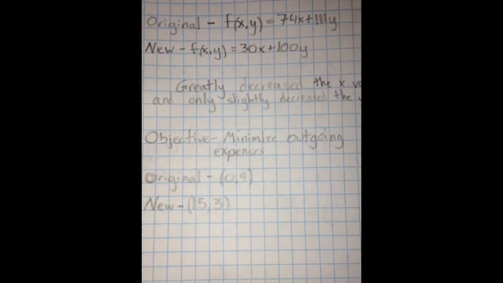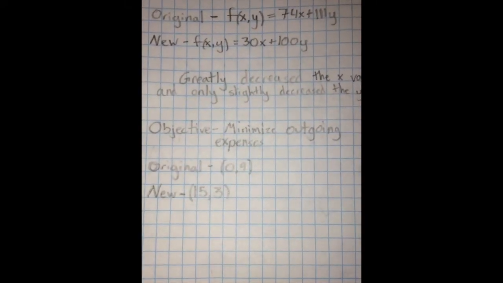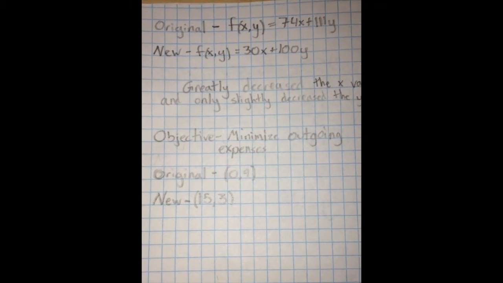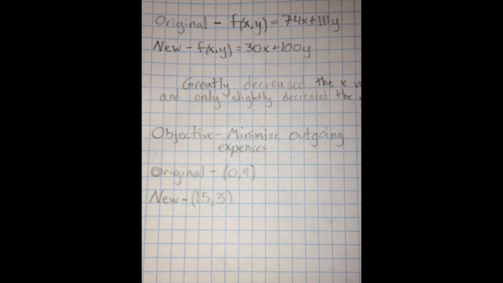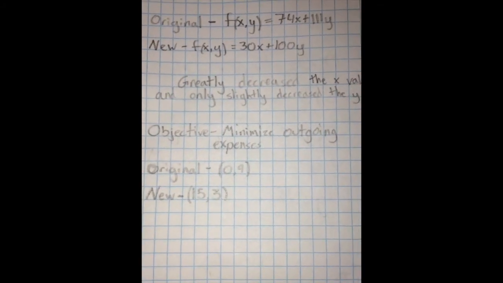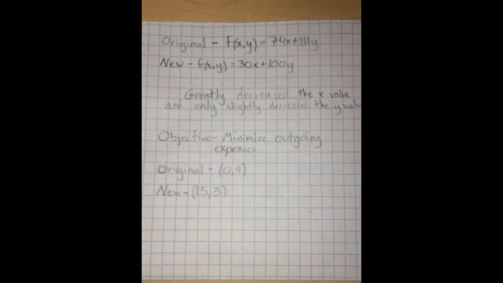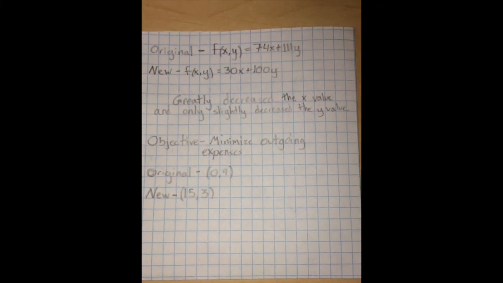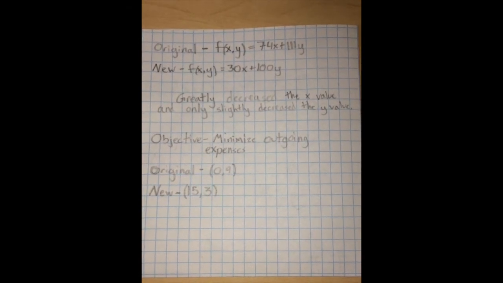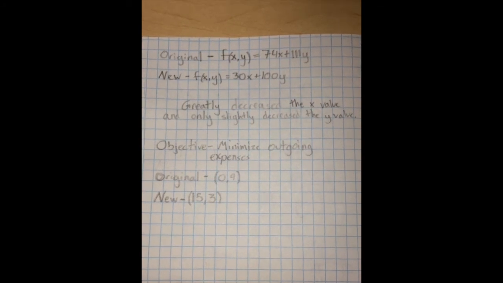The original objective function was f(x, y) equals 74x plus 111y, and that came out to (0, 9), and our altered one is f(x, y) equals 30x plus 100y, and that came out to the corner point (15, 3). We greatly decreased the x value while only slightly decreasing the y value. And again, the objective is to minimize outgoing expenses.